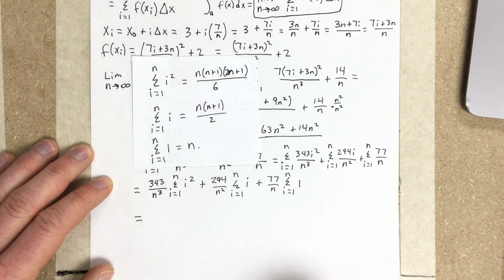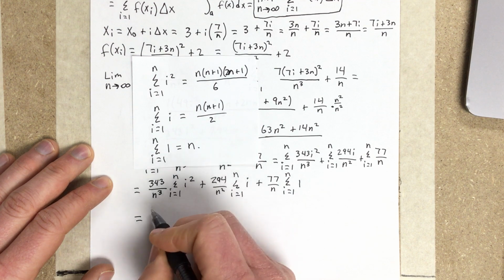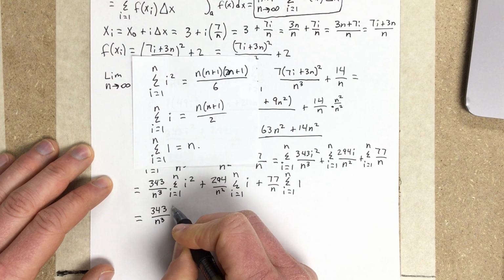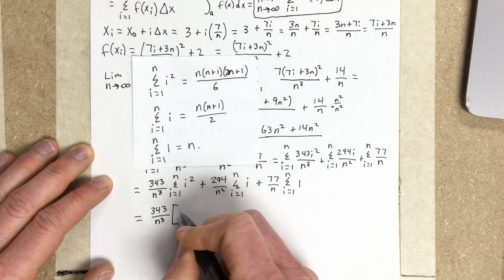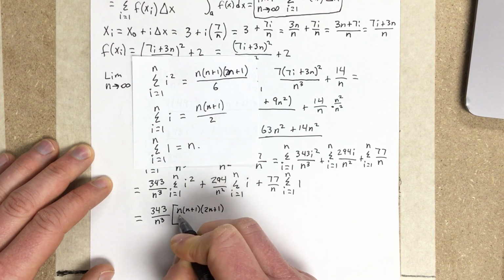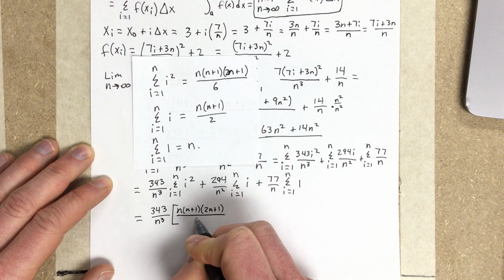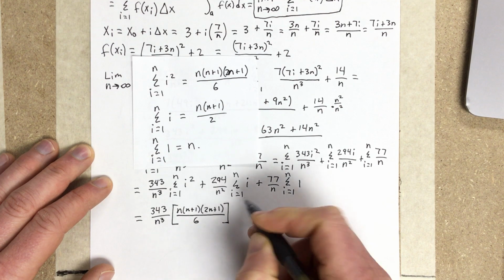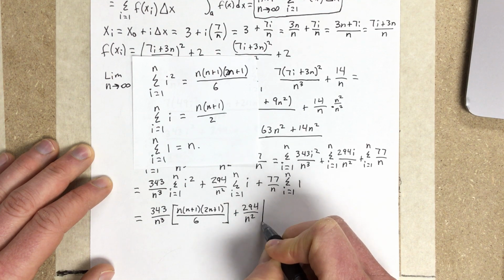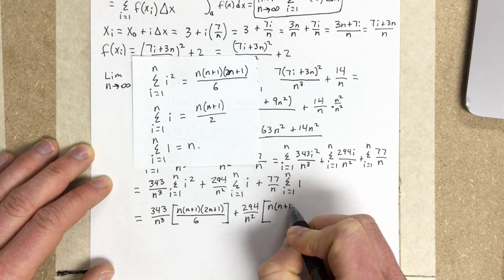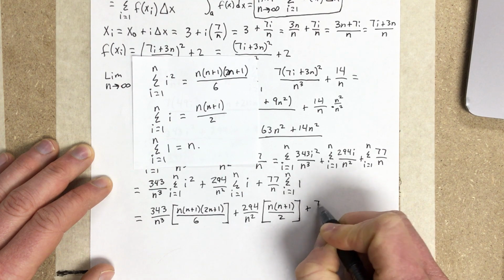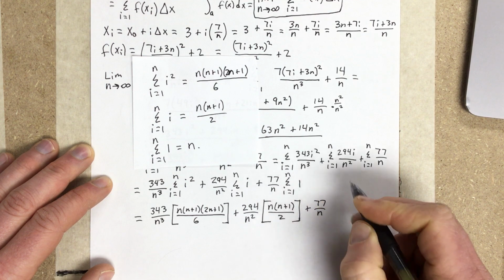So this is going to equal, if I do this substitution for the i squared, I get 343 over n cubed, multiplied times n plus 1, 2n plus 1 over 6, plus 294 over n squared times n plus 1 over 2, plus 77 over n times just n.